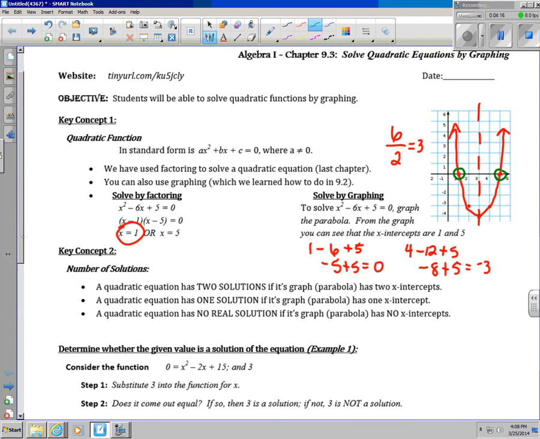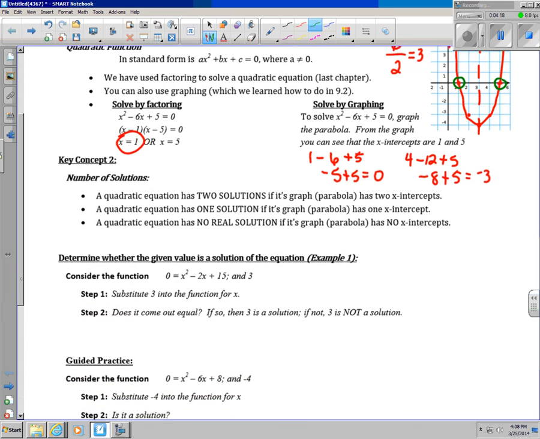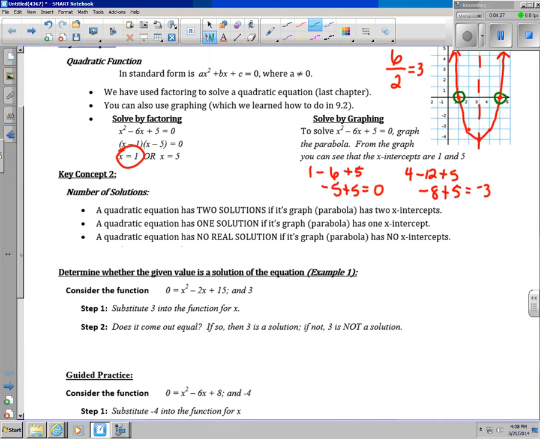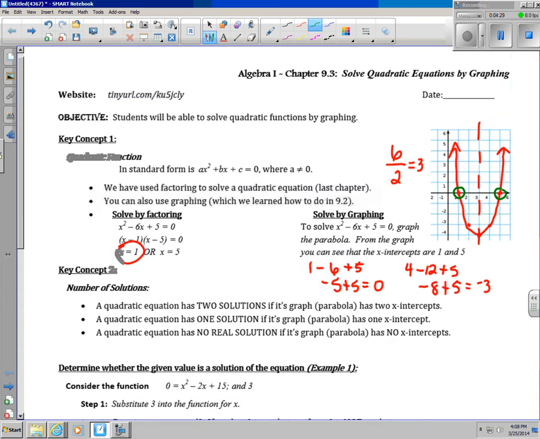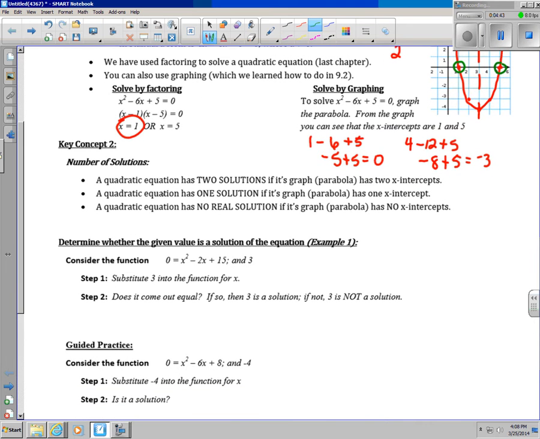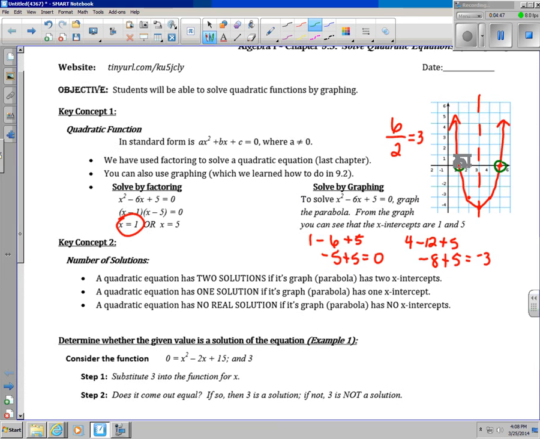All right, so just to show you, key concept 2 is number of solutions. A quadratic equation has 2 solutions if its graph, the parabola, has two x-intercepts. And right here, this one does have 2 x-intercepts. The parabola intersects the x-axis at 1 and 5, which are our solutions. Okay? A quadratic equation has 1 solution if its graph or parabola has 1 x-intercept.